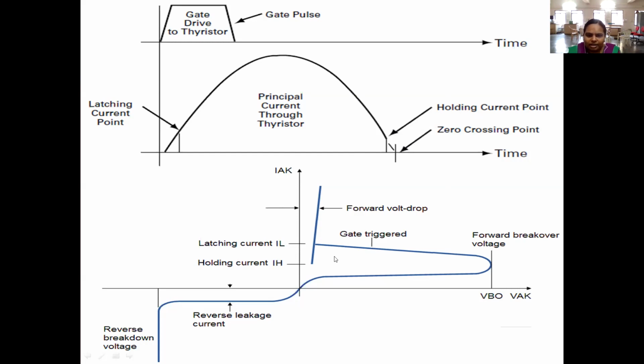Here again is shown the same figure one more time. Observe here, it starts conducting, but here it is a forward leakage current. Still the SCR will not conduct here. After breakover voltage, we trigger from the gate, we apply a gate pulse, then automatically it starts conducting. The minimum current that we apply from the gate is the latching current. Then the SCR will start conducting.